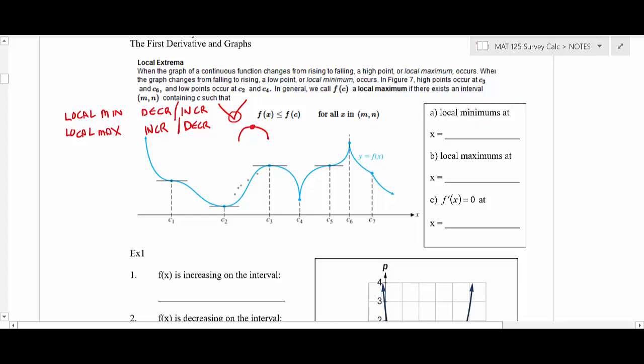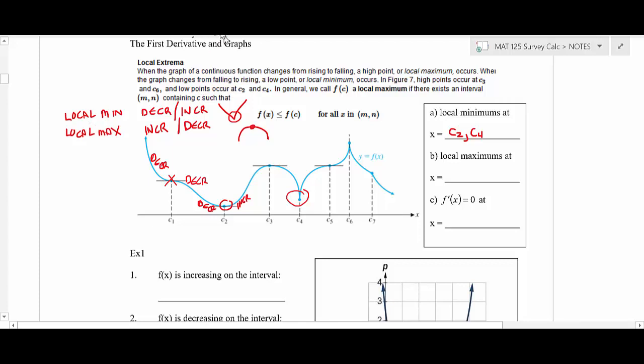And you've got to be careful on this. The local minimums would be at this point because the function decreases and then increases. So one of the points that would be a local minimum would be at x equals c2. Another place would be right here. The function would decrease, then increase. So we would also have c4. And actually that's it. This is not a minimum because the function decreases, but on the right side of that point it also decreases. So that is not the definition of a local min.